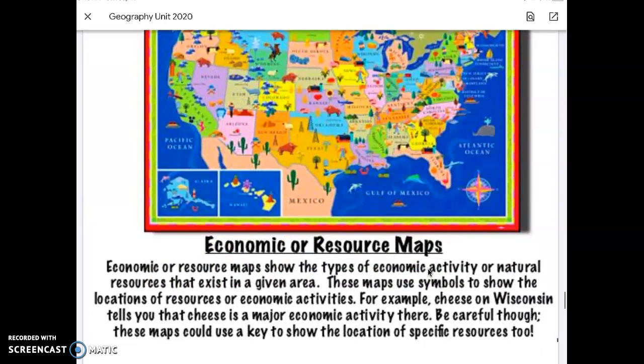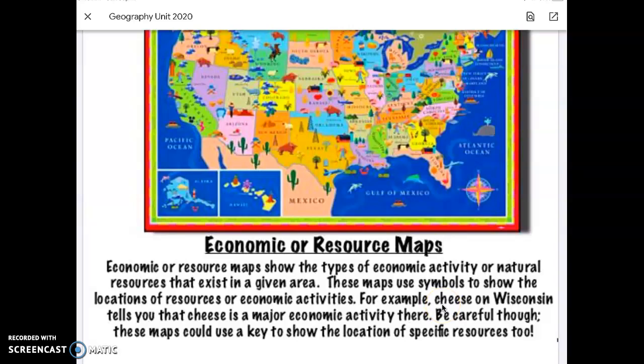So when we look at the definition, economic or resource maps show the types of economic activity or natural resources that exist in a given area. In this case, the states within the United States. These maps use symbols to show the location of resources or economic activities. For example, cheese in Wisconsin tells you that cheese is a major economic activity there. Be careful though, these maps could use a key to show the location of specific resources too.